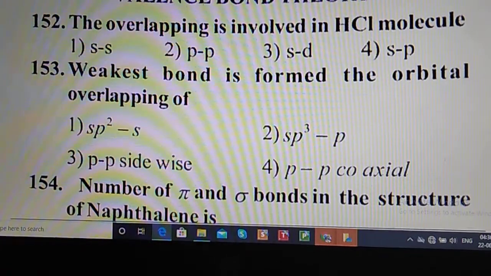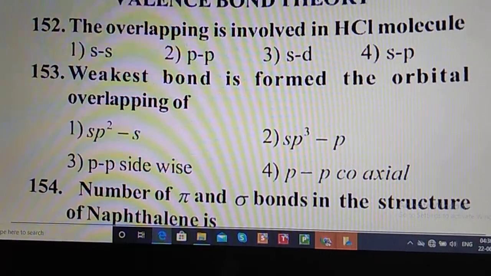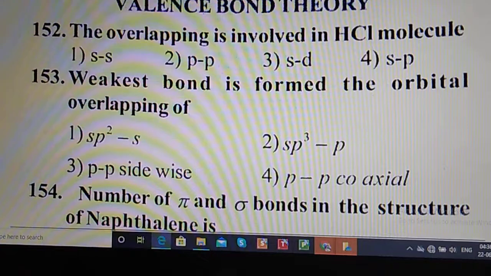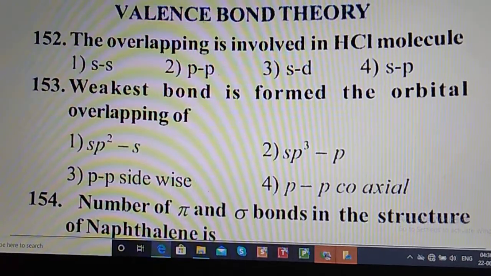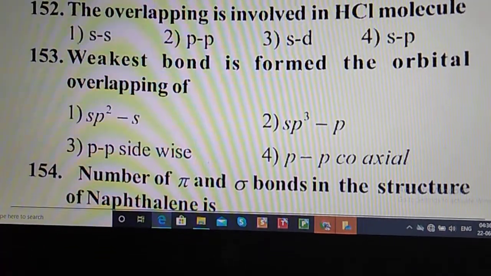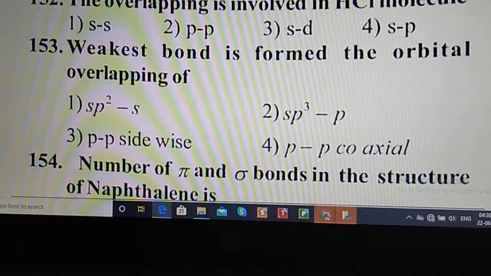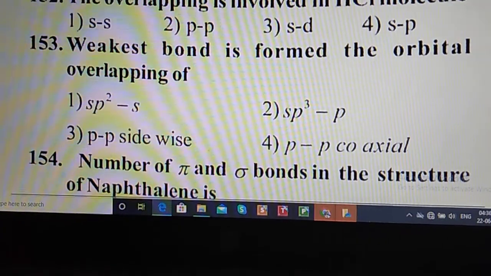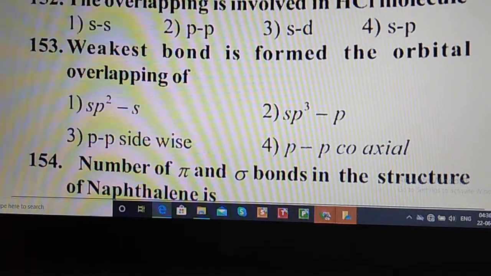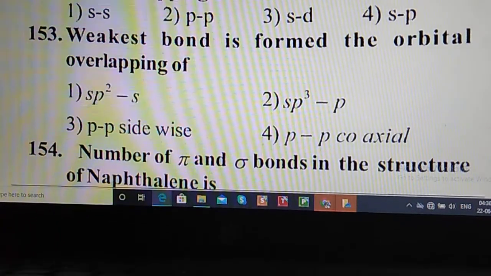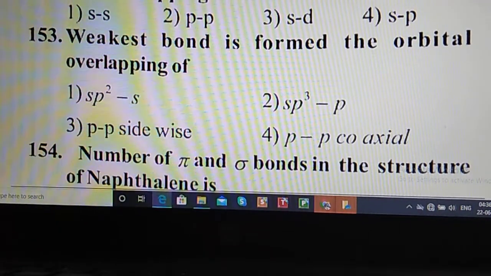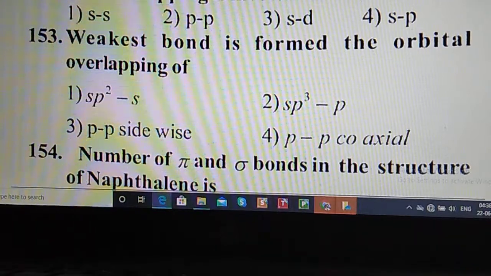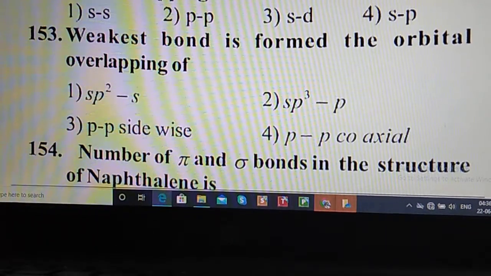Now let us move on to the next question, question 153. The weakest bond is formed due to which orbital overlap? The options are sp2s, sp3p, and pp sidewise overlapping.